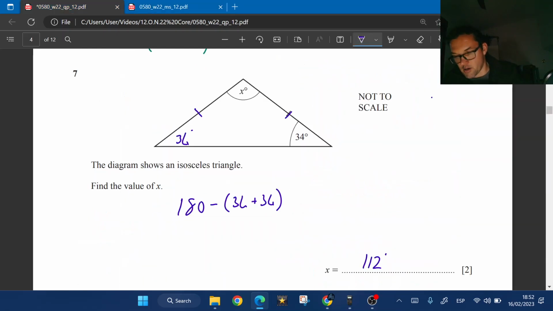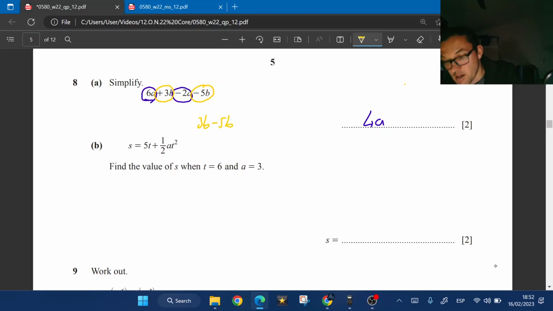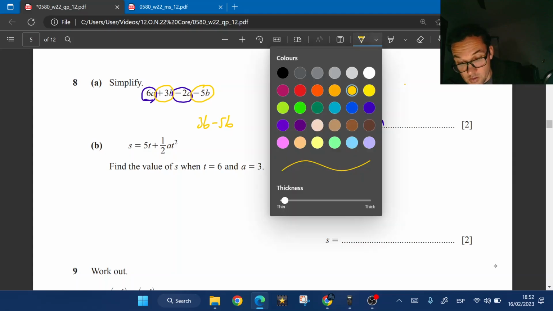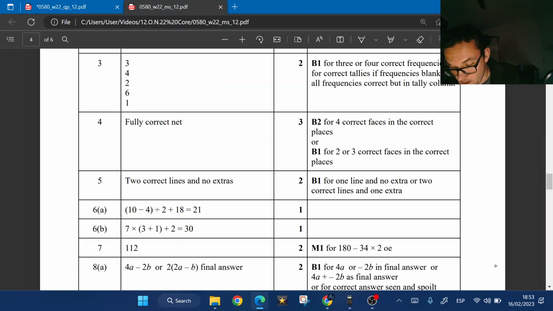Yes. Okay. Question 8, simplifying is collecting like terms. First we got the 6 and let's circle this. 6 and minus 2a. That minus goes with the 2. The sign is in front of the term it goes with. So that's 6 minus 2a, which will give us 4a. And then we have the positive 3b minus 5b. So it's a positive 3 minus 5. 3 minus 5b, negative 2b. Okay, and there we go.